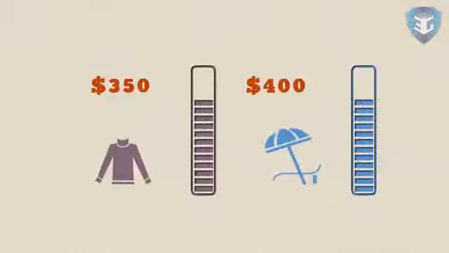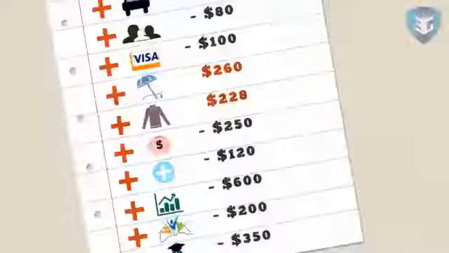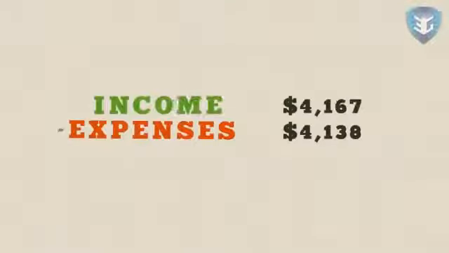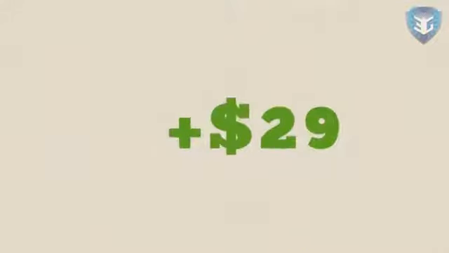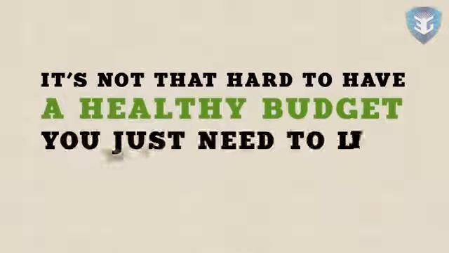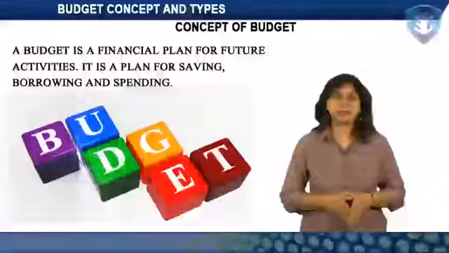Just reduce those two categories by 35%, and you'll have a balanced budget each month and even a few extra dollars for something else. It's not that hard to have a healthy budget. You just need to live within your means.